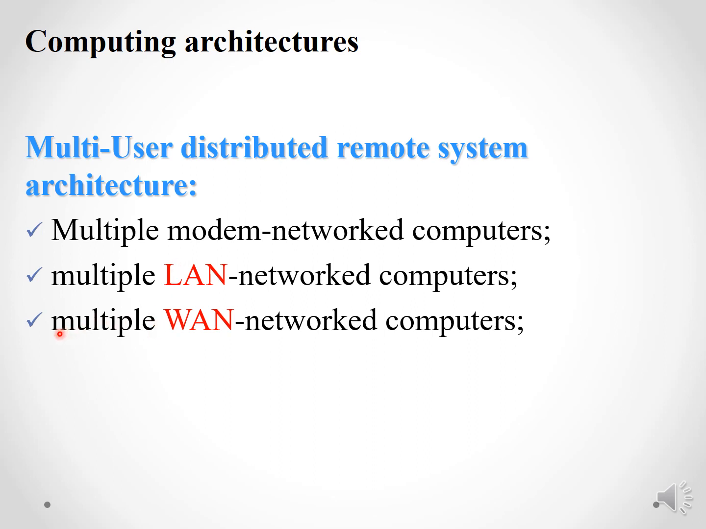And also we can have multiple WAN network computers. WAN here stands for wide area network. A wide area network is a telecommunication network that extends over a large geographical area for the primary purpose of computer networking.